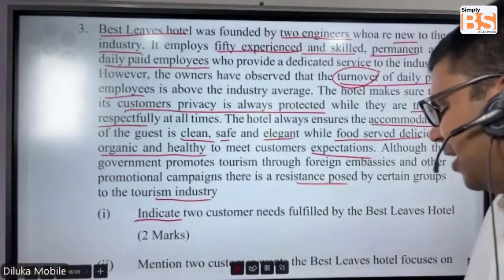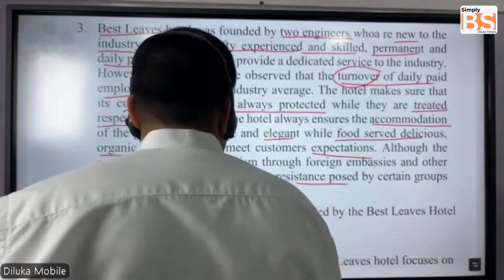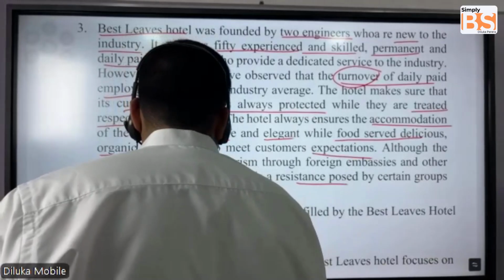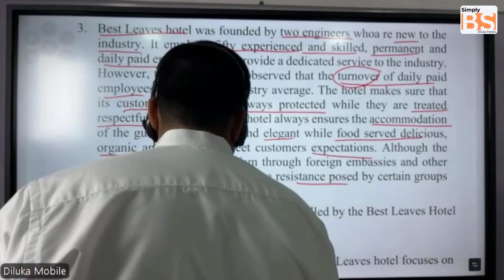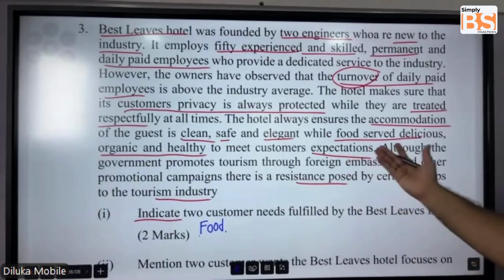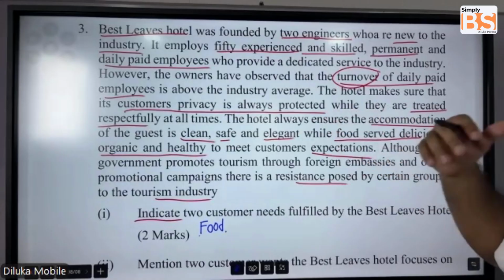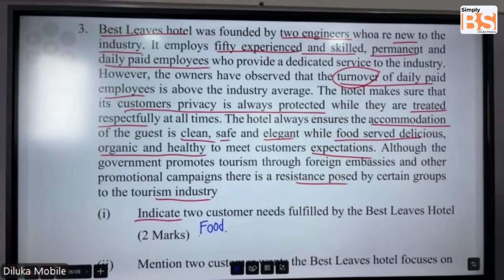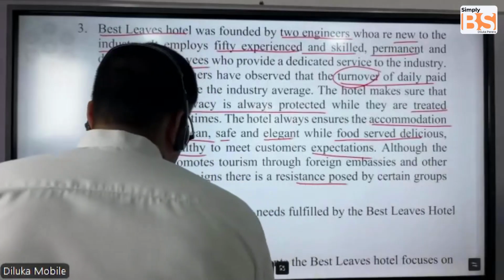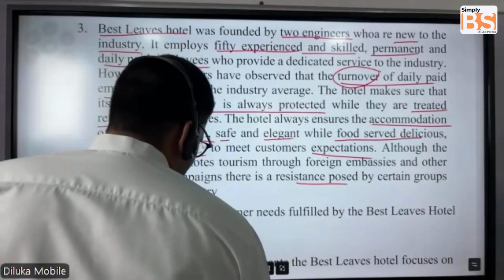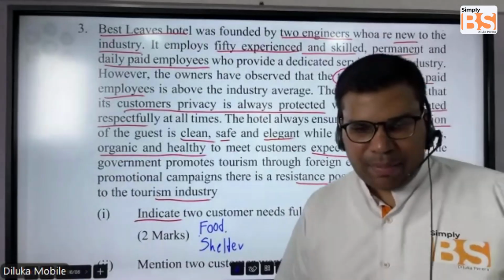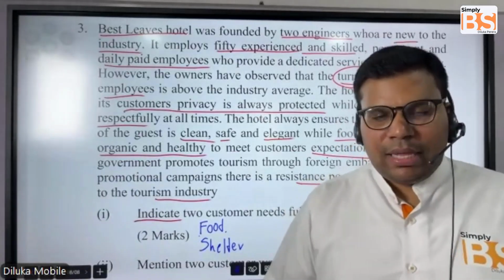They're asking only the needs, so you can say food. You can write food. What else? It says the hotel always ensures accommodation of the guest is clean. They are providing shelter, isn't it? Shelter, food, shelter. They are providing good accommodation for the customers to come and stay.